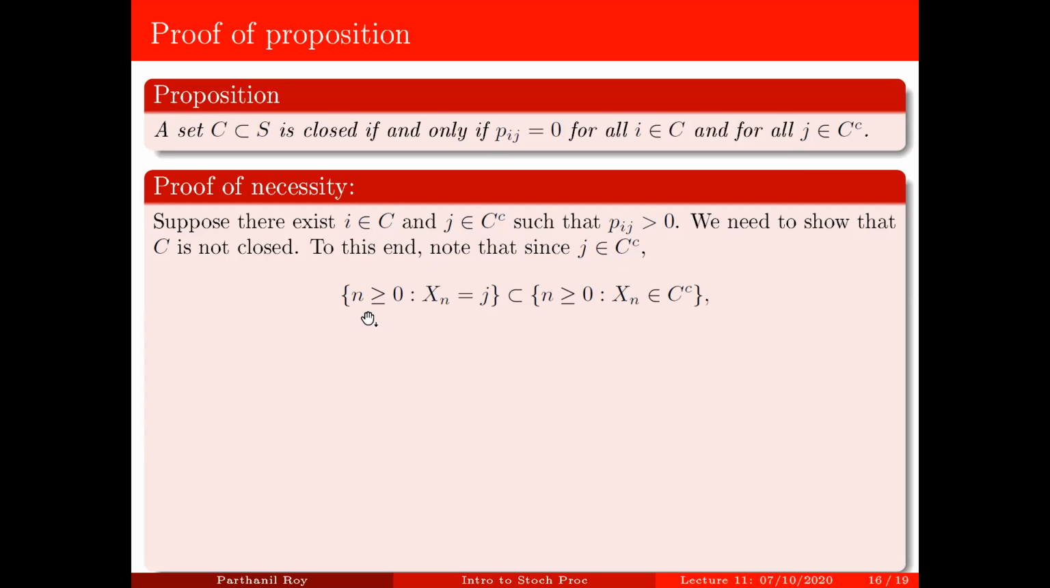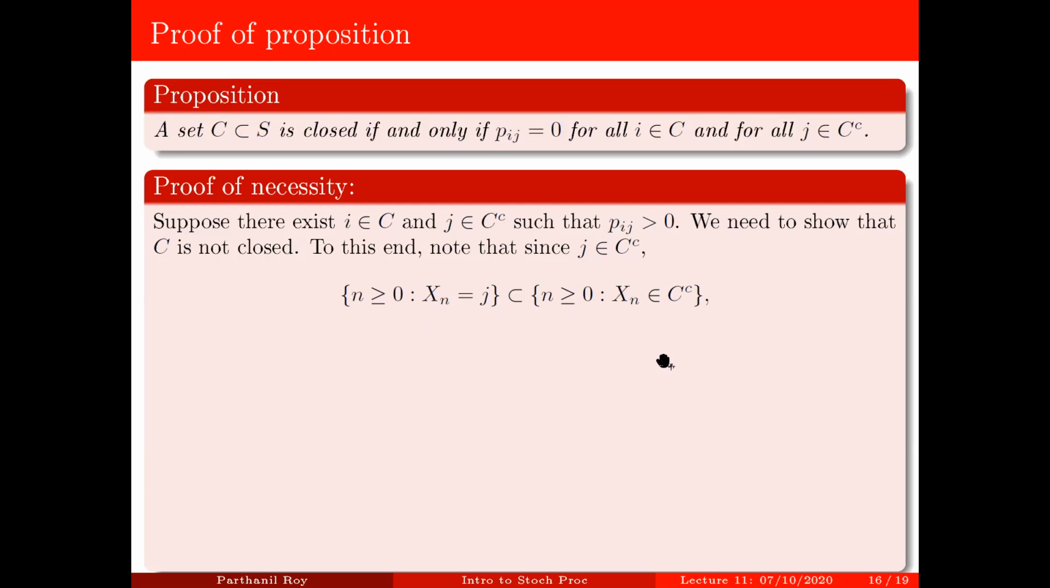Therefore, the set of all non-negative integers n such that X_n is equal to j is actually contained in the set of all non-negative integers n such that X_n is in C complement. This is because if X_n is equal to j, it's already in C complement. So this event implies this event. Therefore, this is contained in this, because j is in C complement.